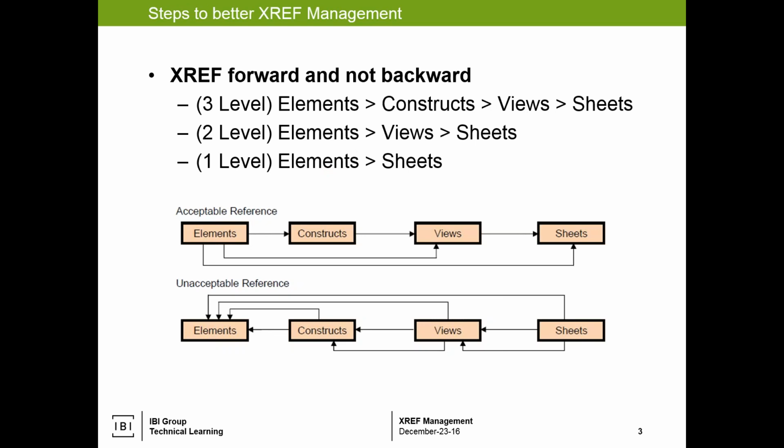Now, here are a couple of steps that I'm going to talk about today on how to better manage your XREF. Number one is that when I first started out creating this template, I told users that you should always XREF your reference forward but not backwards. So if you're starting out with the element, you should always go to construct, go to view, go to sheet. You can go to elements, go to view. Basically what it means is that you have to start from somewhere for level 1 until the end, which is your sheet. What is unacceptable is when you have an element and you reference everything backwards, okay?